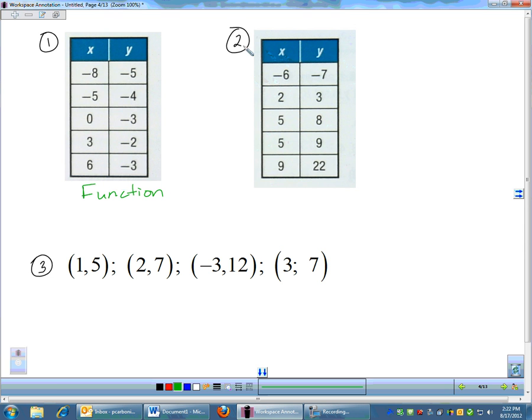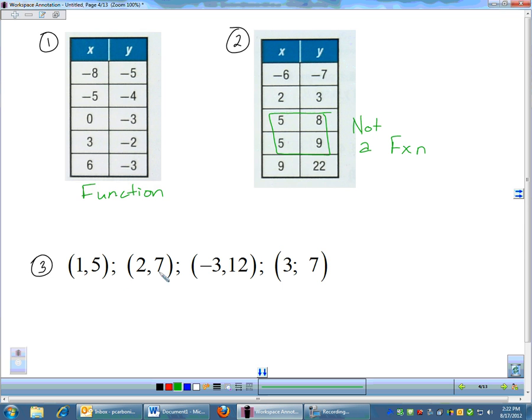Number 2, if we look at this one, -6 goes to -7 and nothing else. 2 goes to 3 and nothing else. 5 goes to 8. But here's 5, it's going to 9. You can't have 5 paired with 2 different y values. So for this reason right here, this is not a function. 5 cannot be paired with 2 different y values. Not a function. And a brief lesson, that's shorthand for function, fxn.